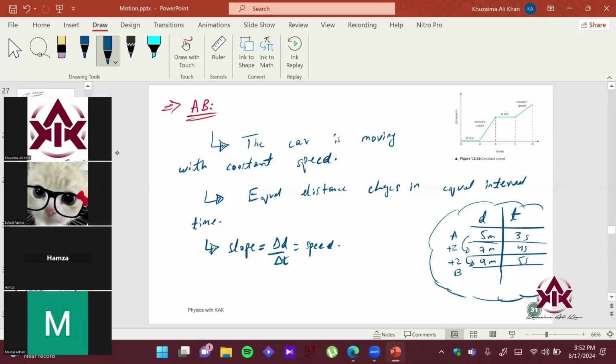ठीक है, since the slope is constant, therefore your speed of the car is constant. I hope it makes sense, right?